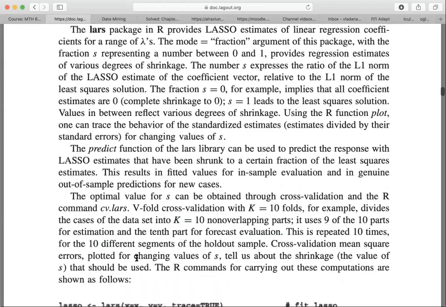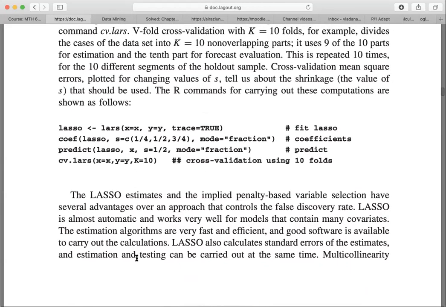Now, if we look at RStudio and we do lasso, where we set lasso to be lars, x equals x, y equals y, and trace equals TRUE, this provides the lasso estimates of the linear regression coefficients for a range of lambdas. Now, if we do coef of lasso, where s equals the combination of 1/4, 1/2, and 3/4, where the mode is fraction, s provides regression estimates of various degrees of shrinkage.